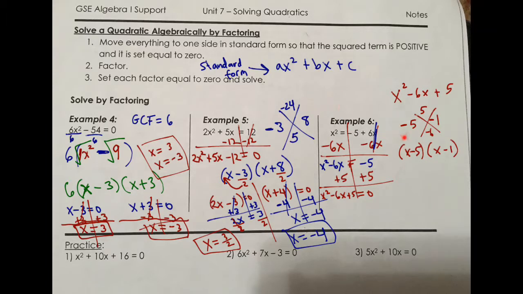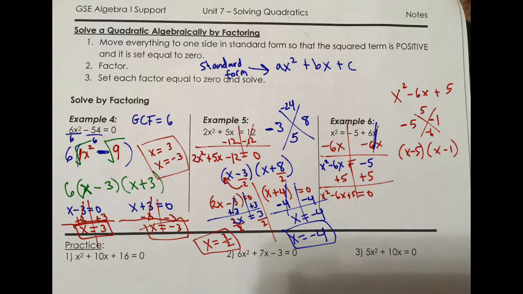So go back to this example. We have an x minus 5. When we set that equal to 0 and solve for it, it's just going to become a positive 5 as long as there's no term out here. Same thing on this side. If we have an x minus 1, when we set it equal to 0 and solve it, it's going to become a positive 1. So let's go ahead and do that.